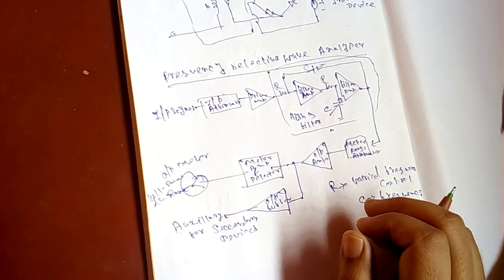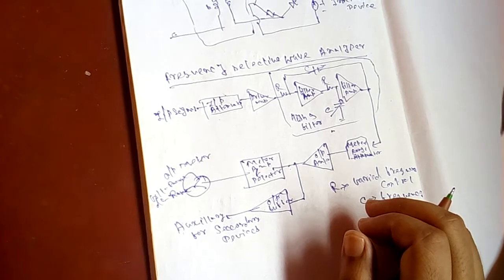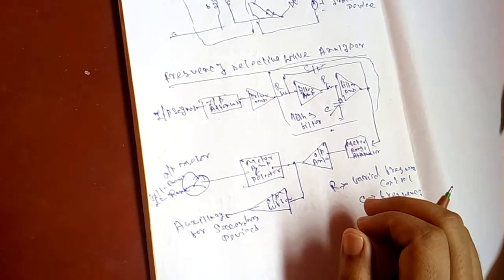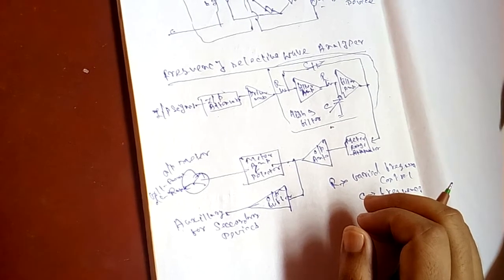The magnitude of the selected frequency is indicated by the meter, and the filter section identifies the frequency of the component.